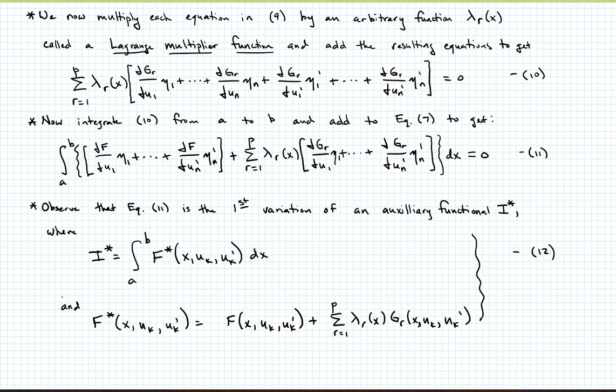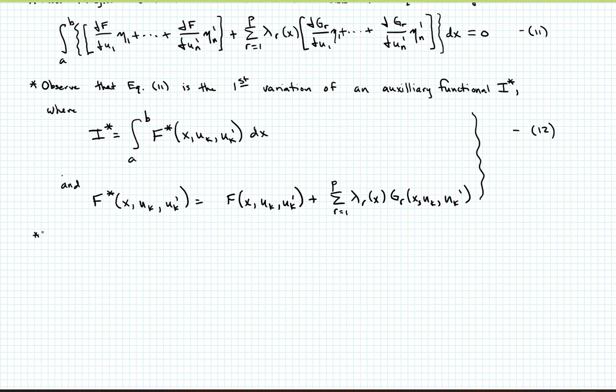So really, equation 11 looks like extremizing the auxiliary functional I star, and we set it equal to 0 clearly. And so what would we typically do with equation 11? Well, we would see all of the derivative terms and the eta primes, and so we'd integrate by parts, and that's what we're going to do next. So, integrating 11 by parts.